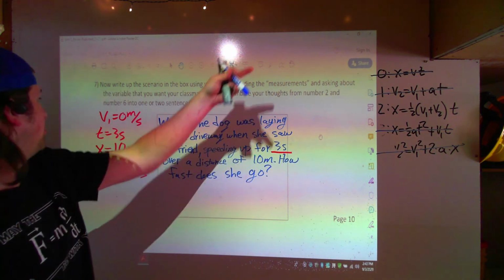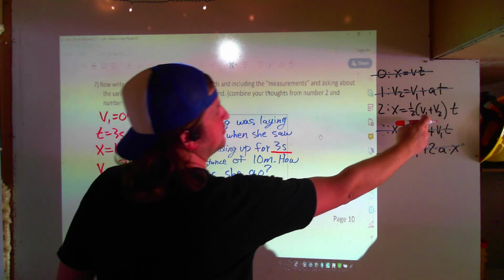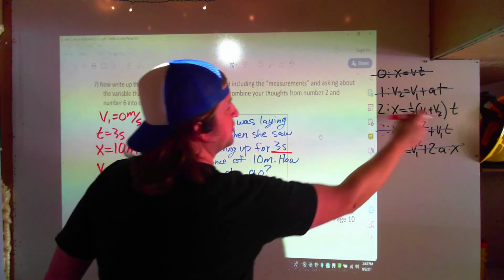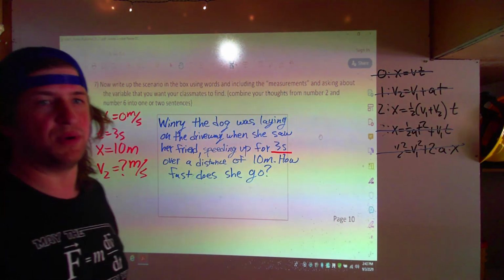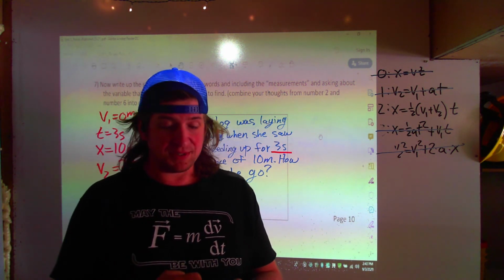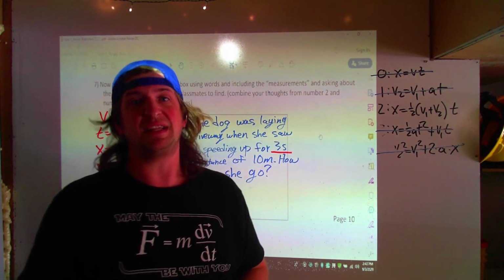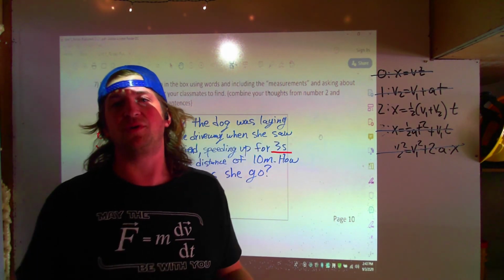If I look at my equations, I know I've got X, I've got V1, I've got T, and I'm looking for V2, so that would show me that I could use equation 2 if I was trying to solve this. Anyway, I hope this helps you get started with finding your own object that's moving, thinking about some of the variables and things you know about it, and how you could turn that into a problem.